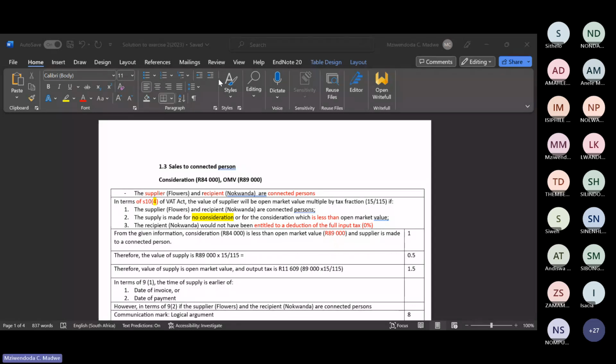Any question? Yes, sir. I was signed out because of network. I just wanted to ask about the supply made for no consideration or for a consideration which is less than open market value. So if she was registered as a VAT vendor, how would that line apply to her?